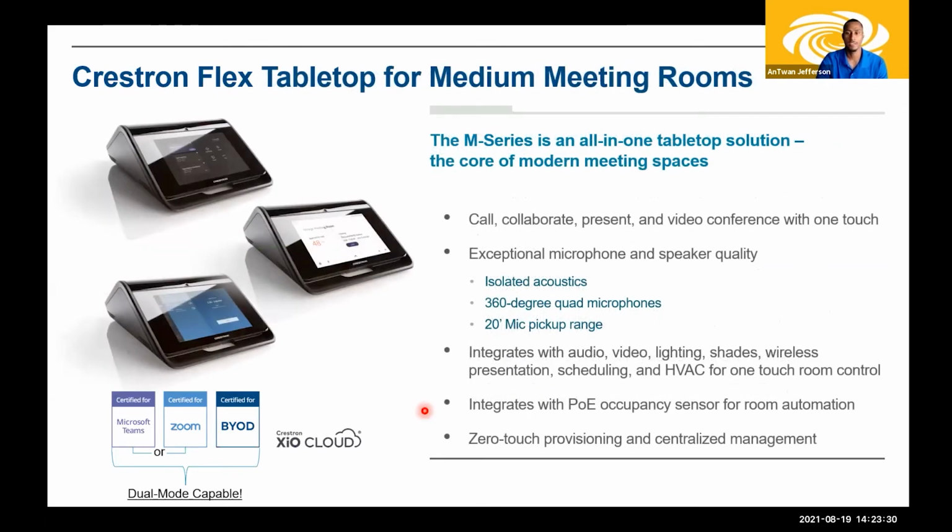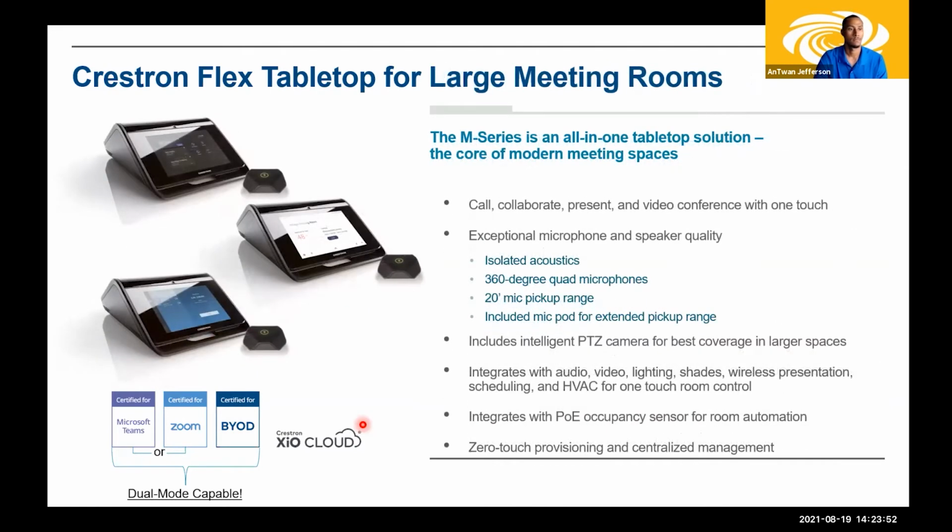So medium spaces, again, it's your standard Mercury, isolated acoustics, 20-foot microphone pickup range, integrates with your audio and visual as well. And it's, again, available for Teams, Zoom, or BYOD. Dual mode capable has been one of the things that we've seen a lot as we've been getting back into the office and hybrid spaces. For our larger spaces, you have the ability to do the same thing with either a custom or an M series, the M70, which adds the larger PTZ camera with the extended microphone pucks for greater audio pickup.